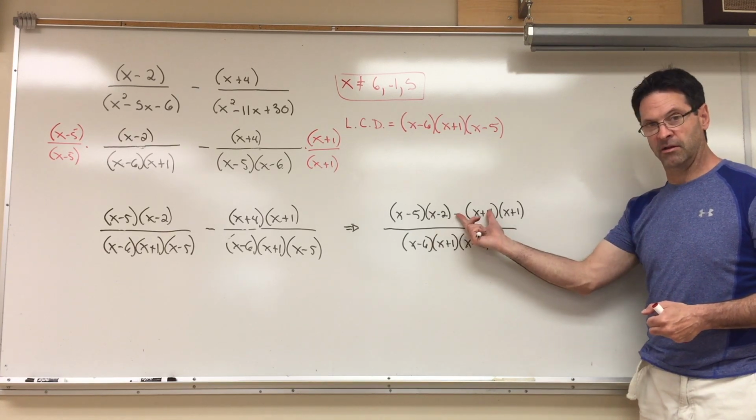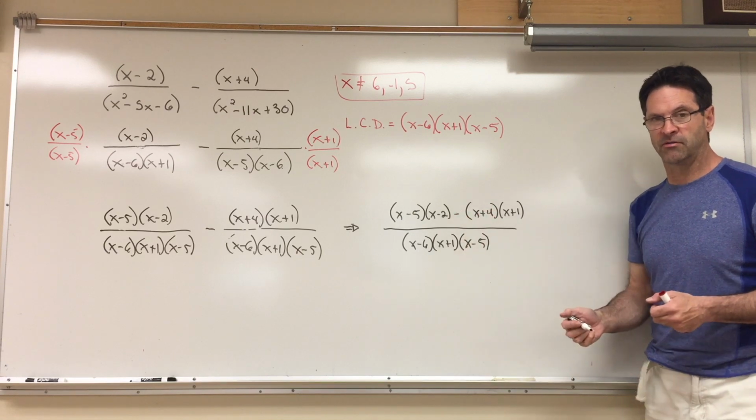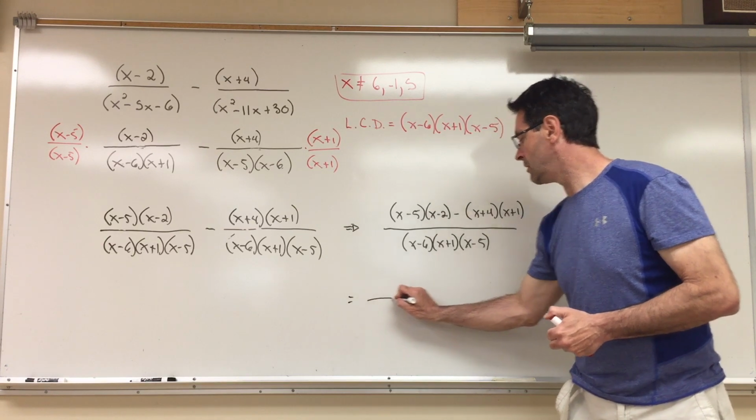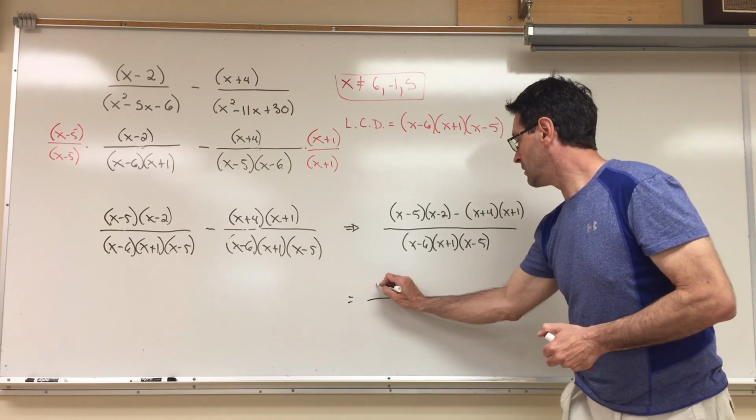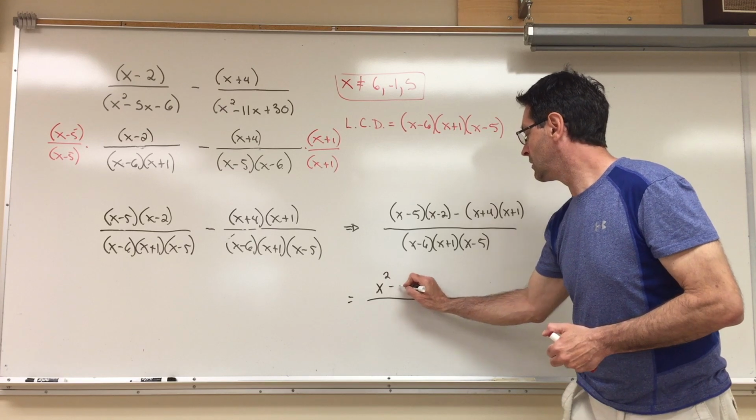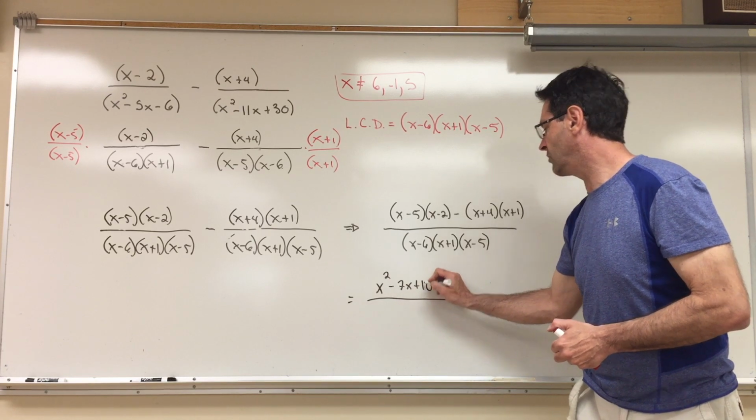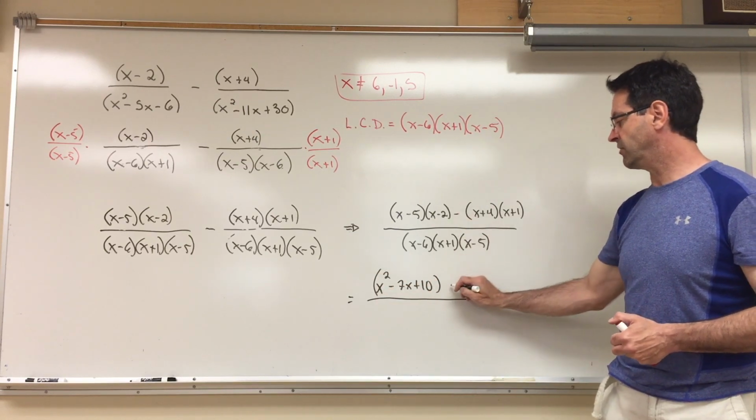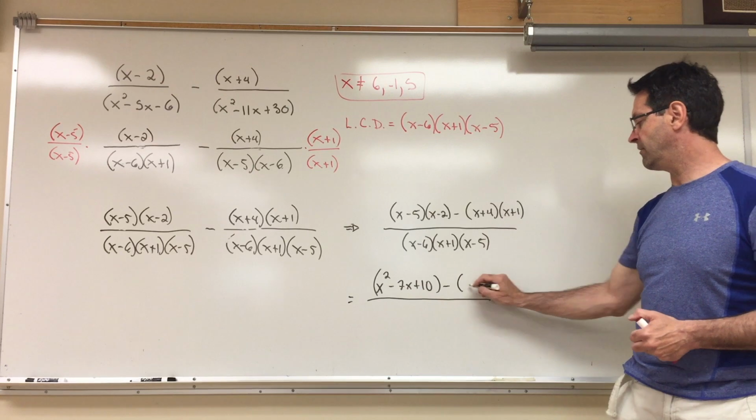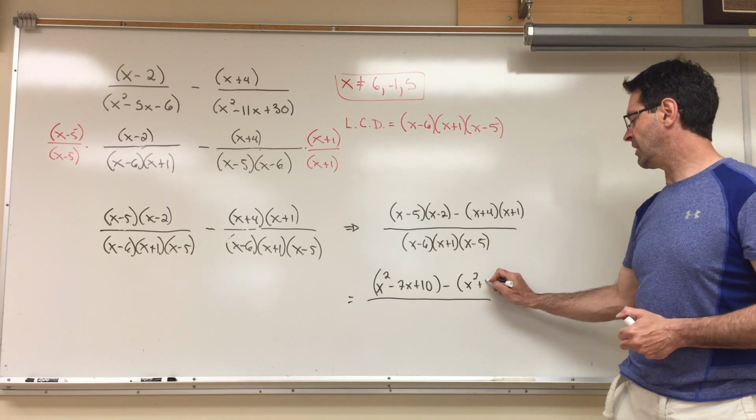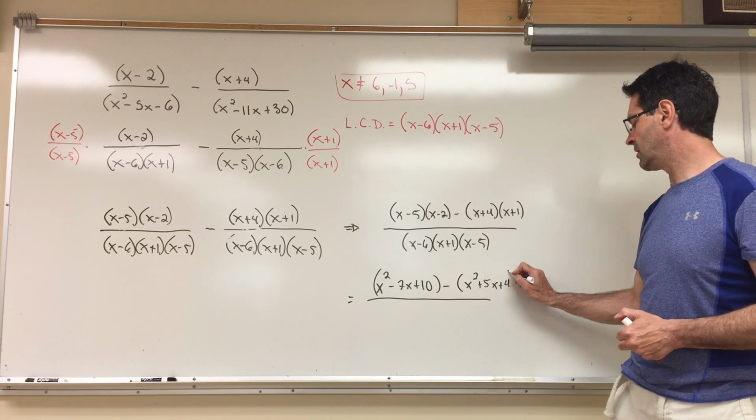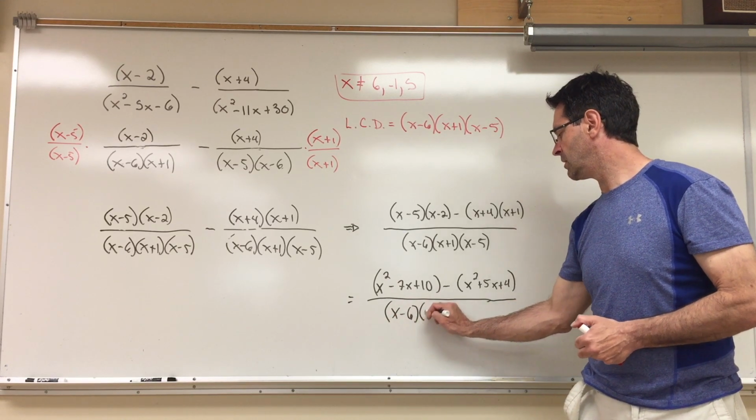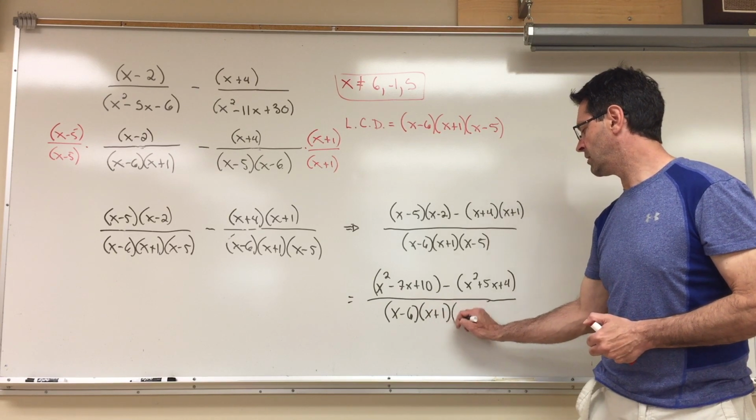Can you expand and collect your like terms in the numerator? Go ahead, put it on pause, and then check it afterwards. Okay? So when I expand here, I have x squared minus 7x plus 10, subtraction sign. And over here I have x squared plus 5x plus 4. All over the one denominator.